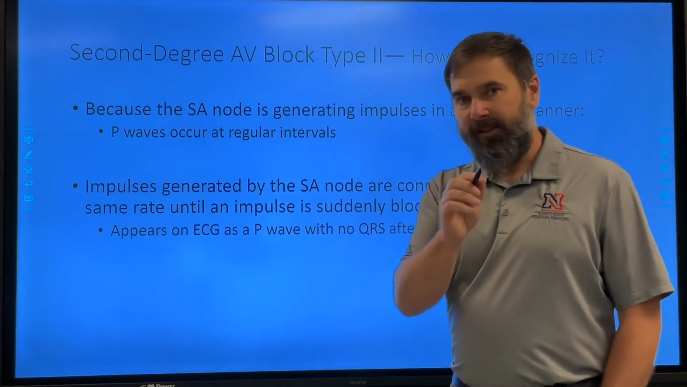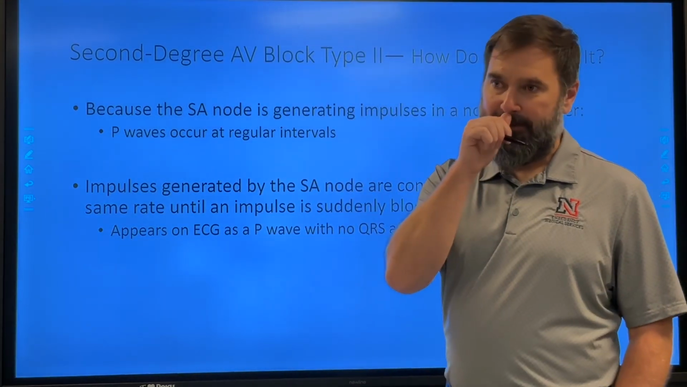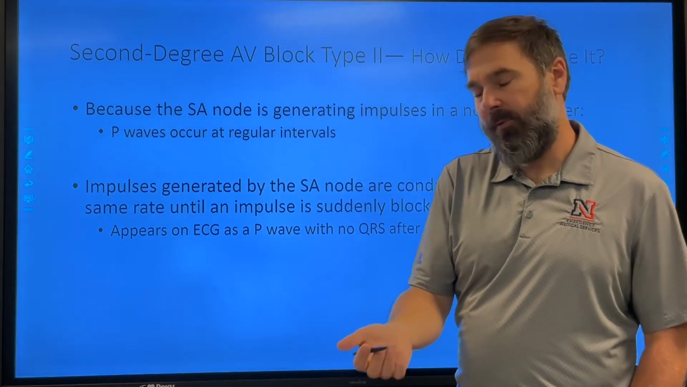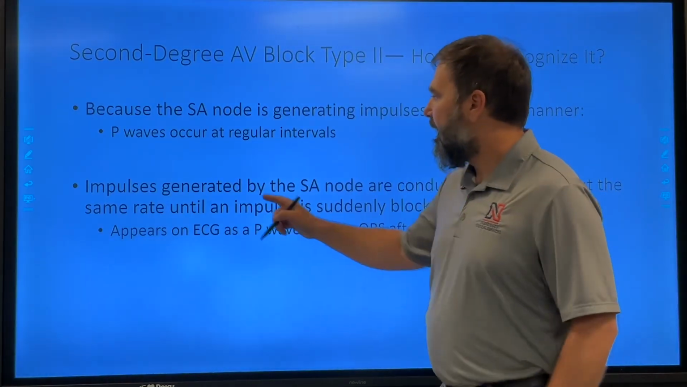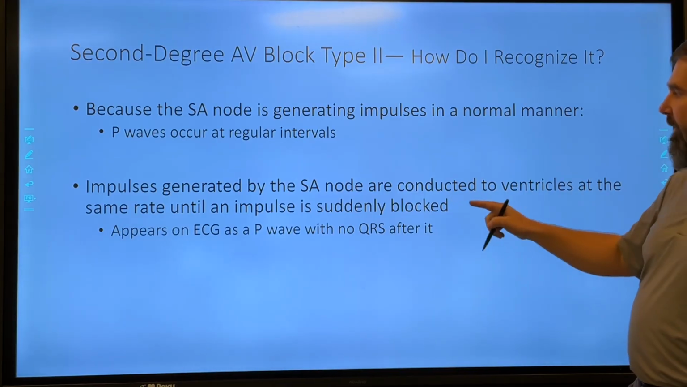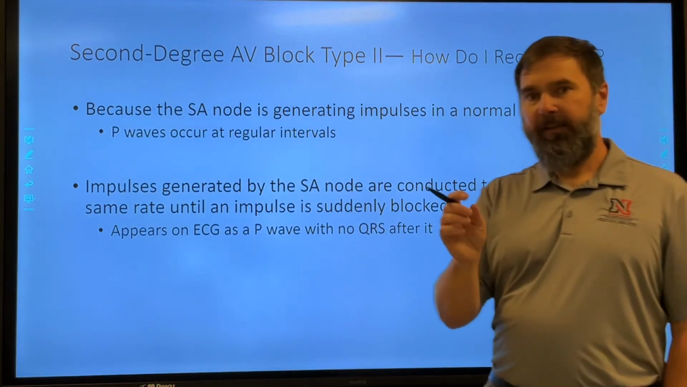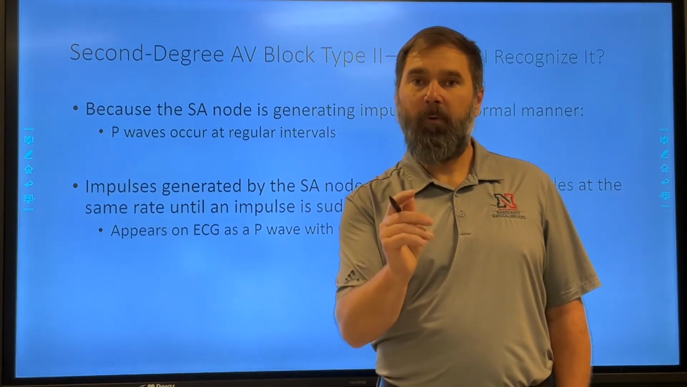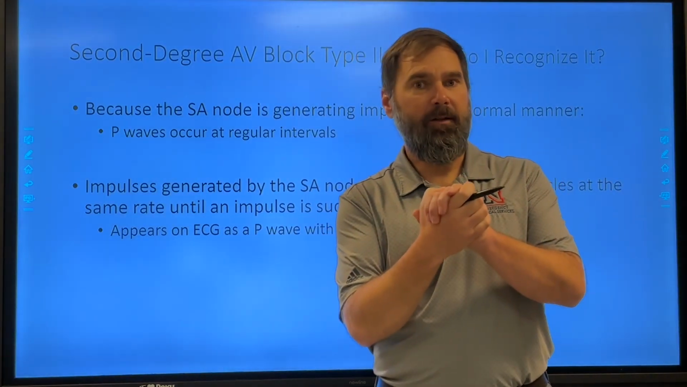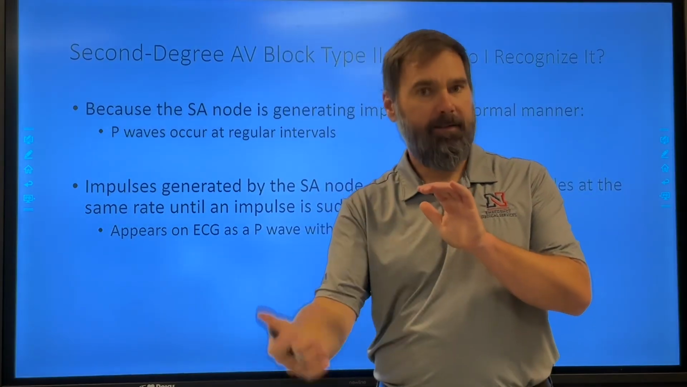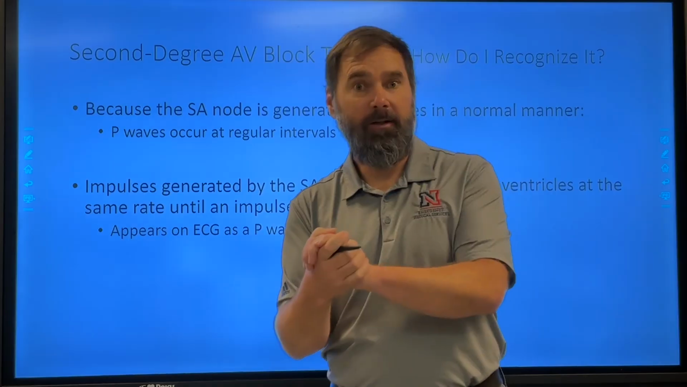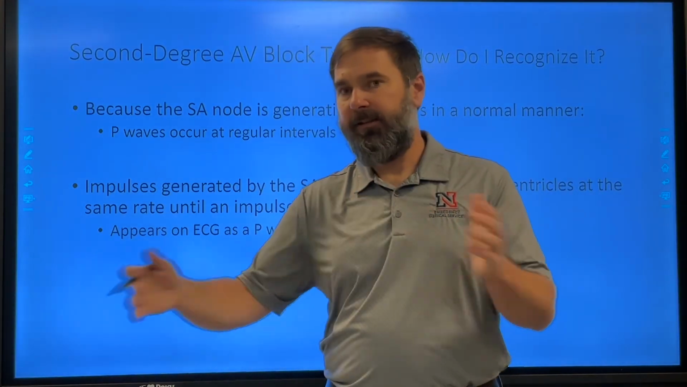So when I say most of the time, it sends a signal from the AV node down, but occasionally it's blocked, and sometimes maybe more frequently than we would prefer. Impulses generated by the SA node are conducted to the ventricles at the same rate until the impulse is suddenly blocked. With a secondary type 1, we have an increasing PRI. The AV node holds on to the impulse a little bit longer each cardiac cycle, then holds on to it and just doesn't send it.